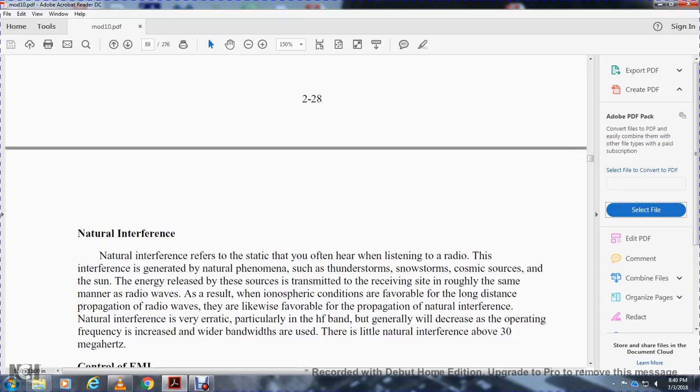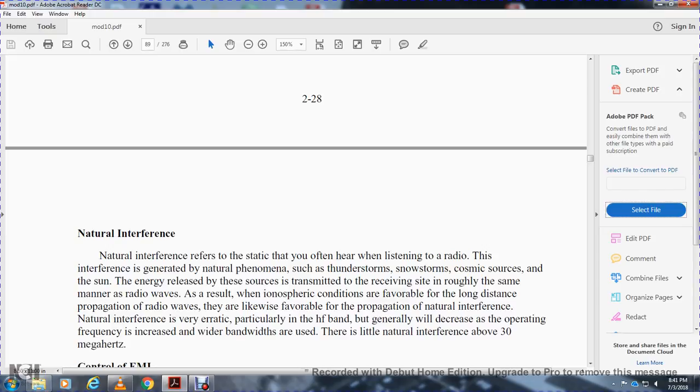All right, natural interference. Natural interference refers to the static that you often hear when listening to the radio. This interference is generated by natural phenomena such as thunderstorms, snowstorms, and comets. The source of the energy relative to the transmitter and receiving site is roughly the same as that of the radio waves. As a result, the ionospheric conditions that are favorable for long-distance propagation of radio waves are likewise favorable for the propagation of natural interference.